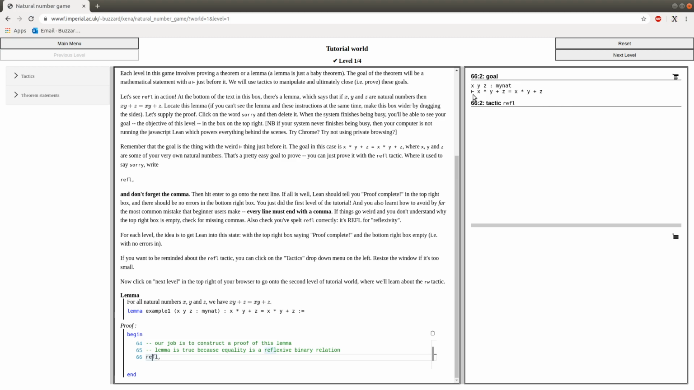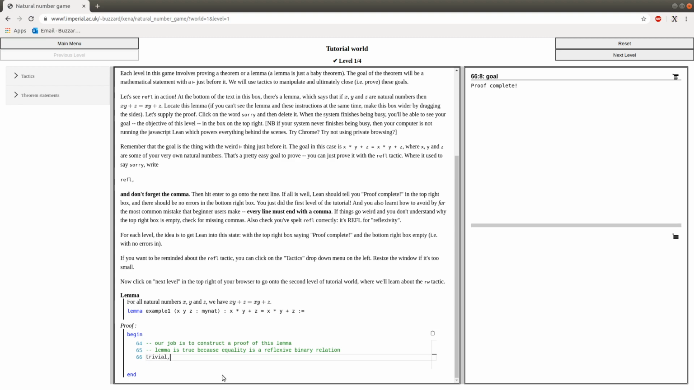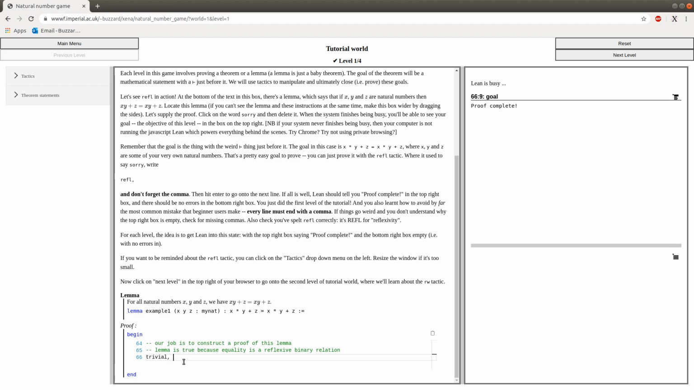Before, the goal was x times y add z equals x times y add z, which is obvious. It's trivial. Does that work? I bet trivial doesn't work. Trivial is a proof of true. Oh, the trivial tactic. Is that right? The trivial term is a proof of true. Okay, great. I don't know what this tactic does.